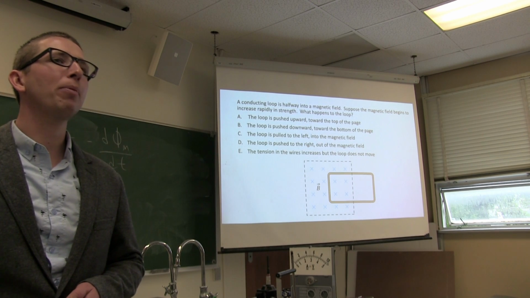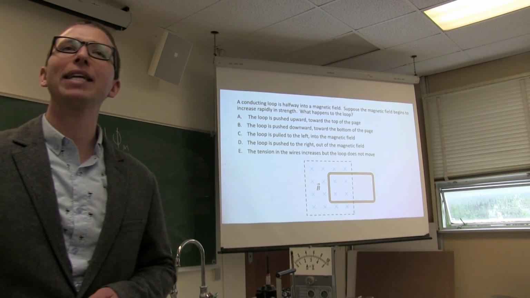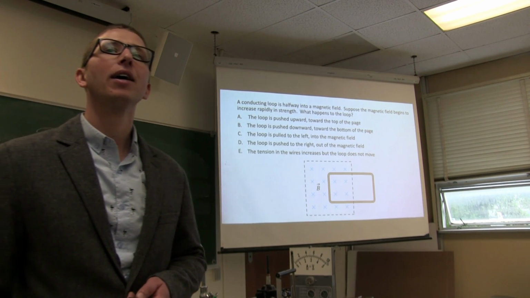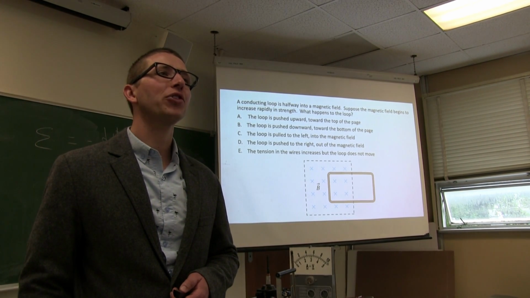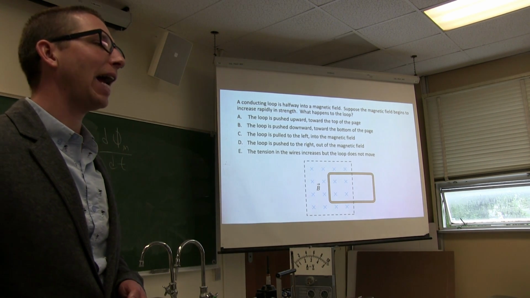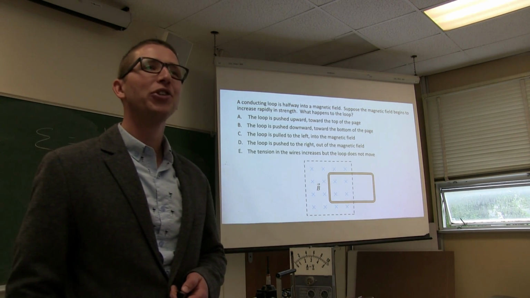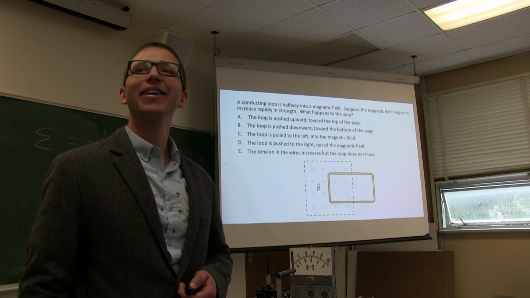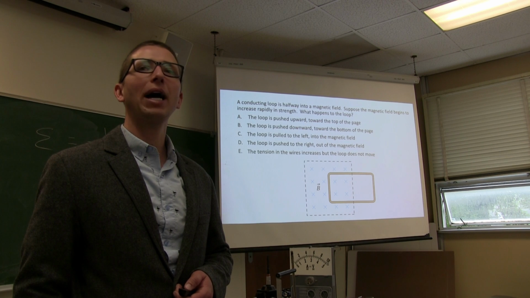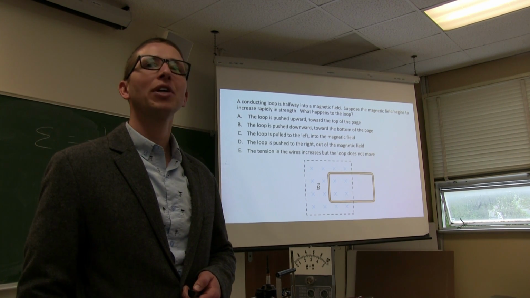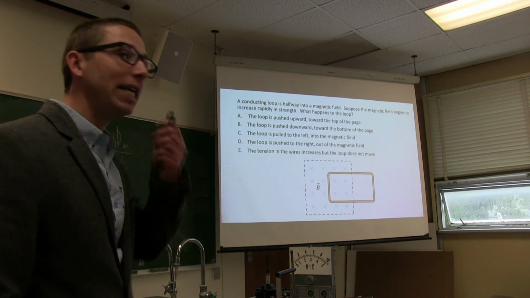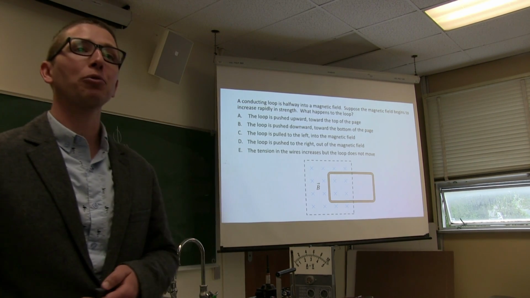All right, a couple more seconds here. Get ready to prepare your vote. On 3, 2, 1. All right, I'm looking around. There's a lot of D's. Seems to be about 60% D's and about 30% B's. So D is right. The loop gets pushed to the right.